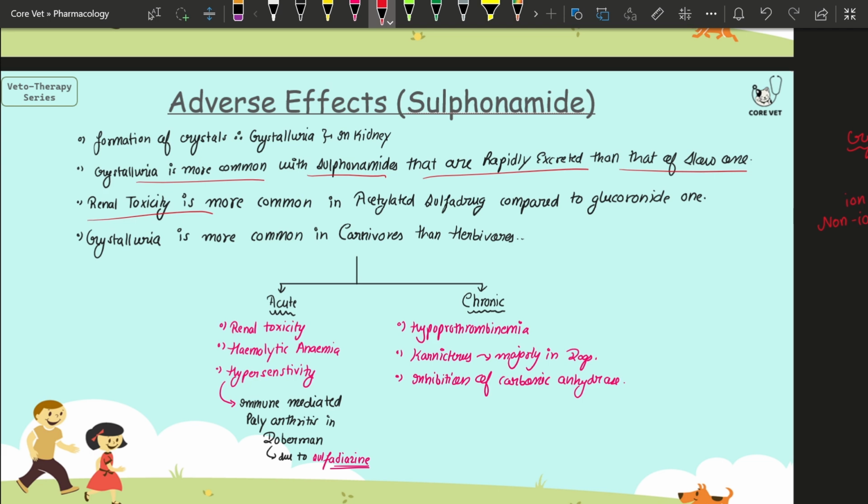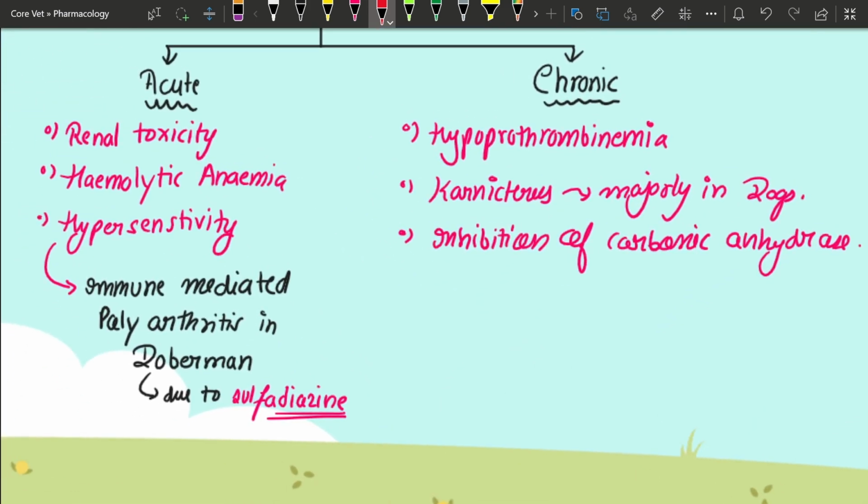Renal toxicity is more common in the acetylated sulfur drugs compared to the glucuronide ones. So remember that the sulfur drugs undergoing acetylation have more renal toxicity as compared to those undergoing glucuronidation, right? Crystalluria is also more common in carnivores than herbivores. If we talk about the two types of adverse effects in sulfonamide drugs, it could be an acute adverse effect, meaning the effect is sudden, or a chronic adverse effect, meaning it requires certain time to show the adverse effect.